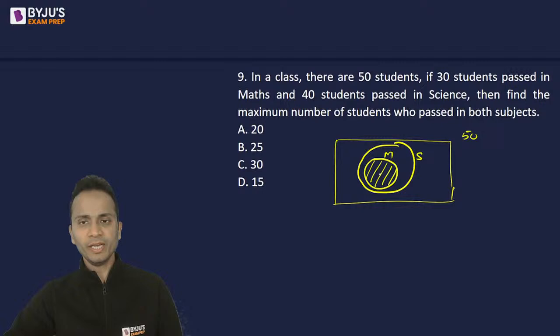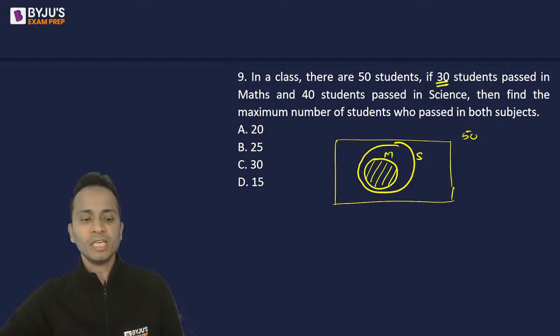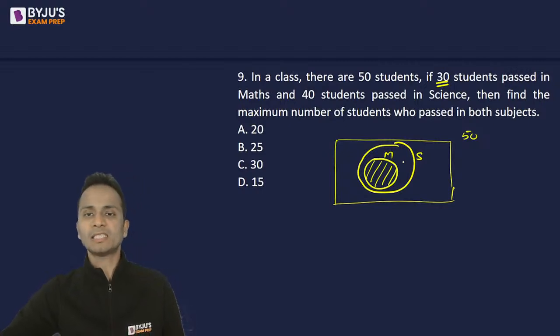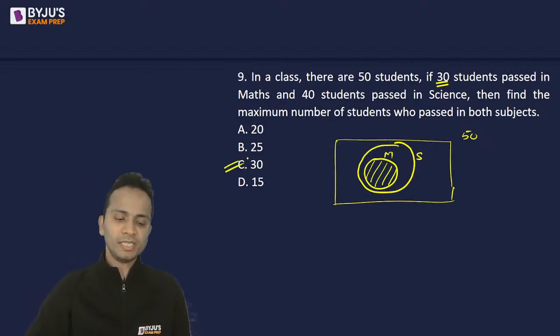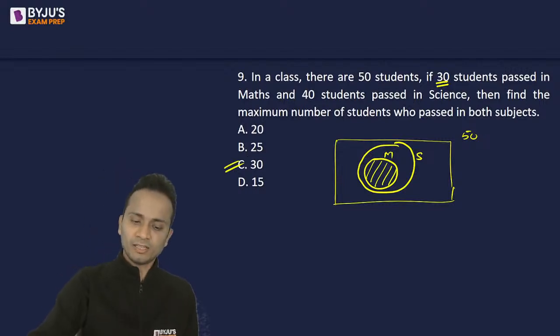subjects. So students who passed in both subjects will be equal to the number of students who passed in maths, and that is equal to 30, which is option C, correctly given by Sonu, Purushottam, and Saina.